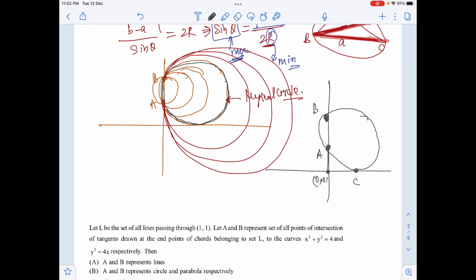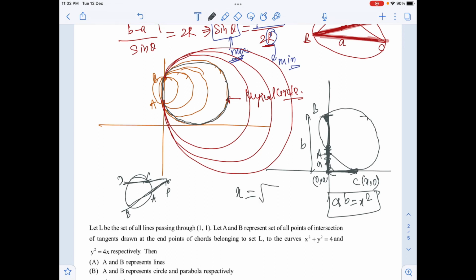And you know from the power of a point theorem that PA into PB equals this square, right? So what I have used: if you have any point P inside or outside, the intersecting chord theorem tells that PA into PB is going to be PC into PD. Even if you don't know it, you can skip that calculation. So if this is x comma 0, and this distance is a, and the distance to B is b, then this square is PA into PB, so AB equals x square, and that gives you again x equals root AB.